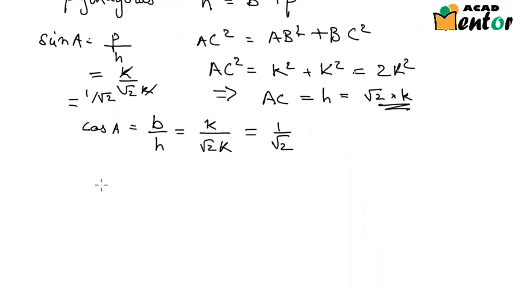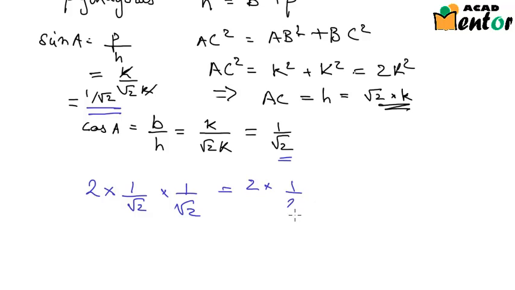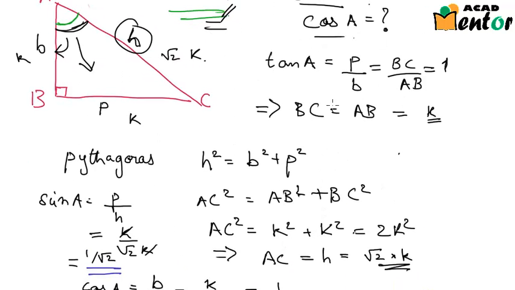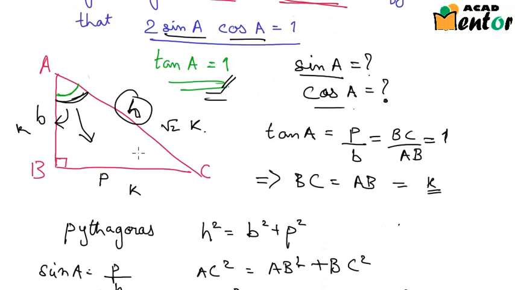So in the left hand side we have 2 into sine A, whose value is 1 by root 2, into cos A, whose value is 1 by root 2 again, and this gives us 2 into 1 by 2, because root 2 times root 2 is 2, and this gives us 1, which was also equal to the right hand side. Hence we have verified this given relation for this given triangle. Now let's look at another example.